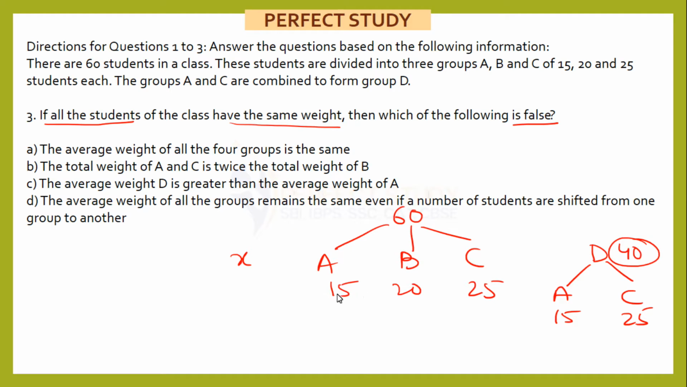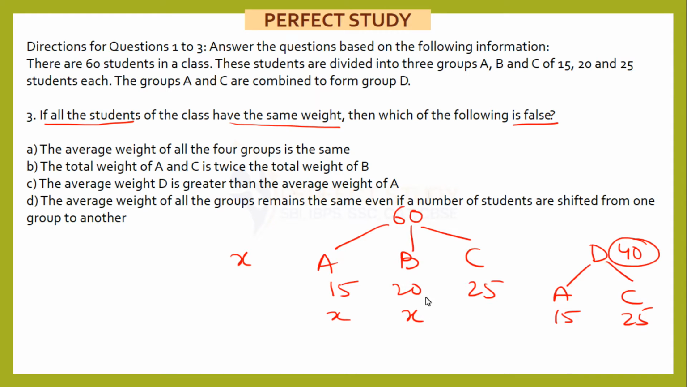Remember, just because the number of students is less does not mean its average will be less. Number has nothing to do with the average. Average depends on the individual weights of the students, not on the number here actually. So if everybody's weight is X, then even though A has 15 students, its average will be X. B has 20 students, its average will be X.